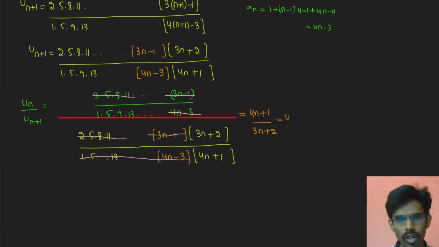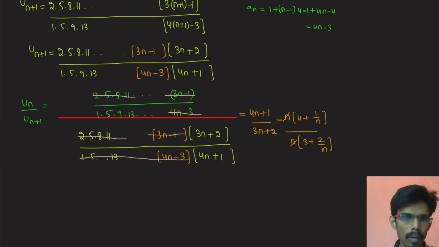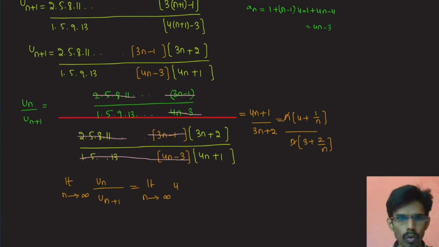If I take n common here, then we have 4 plus 1 by n, and n common, then we have 3 plus 2 by n. Now cancelling this n. Now apply the limits. Limit n tends to infinity, un by un plus 1 will be limit n tends to infinity 4 plus 1 by n upon 3 plus 2 by n.